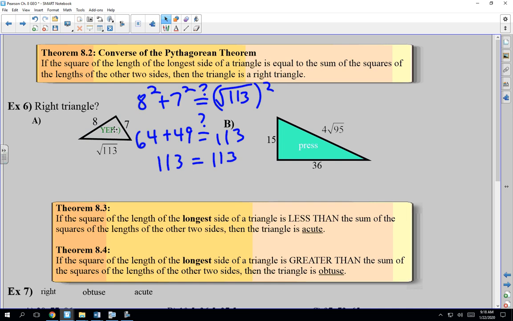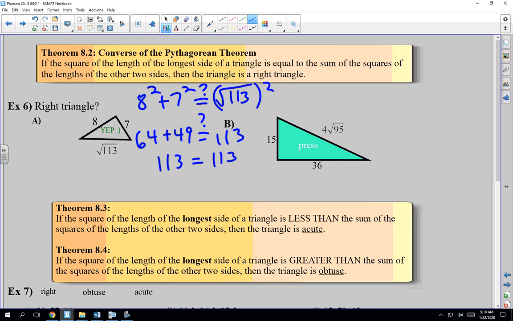It's a yes. So there will be some problems in your homework where you have to take the two smaller sides, square each of them, add them up, and see if it equals the square of the third side. If it does, it's a right triangle. If it does not, it's not a right triangle. Pretty easy because I think we did this in algebra. So what about this next one?